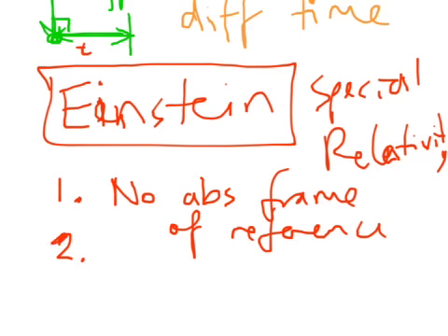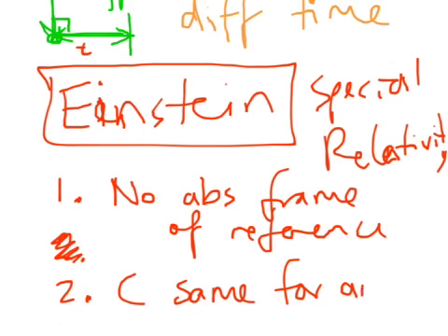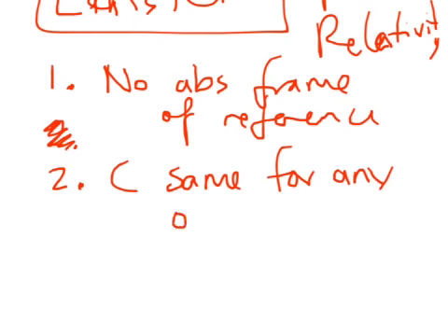Number two, his second point was that the speed of light, c, is the same, and this is a really tricky one, for any observer at all. Any observer. And you can imagine, we'll give you an example.